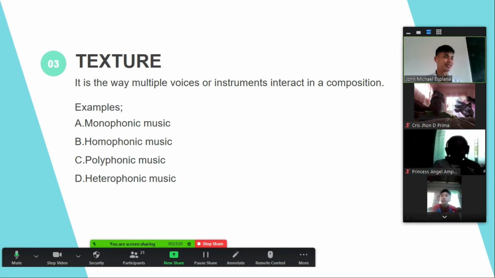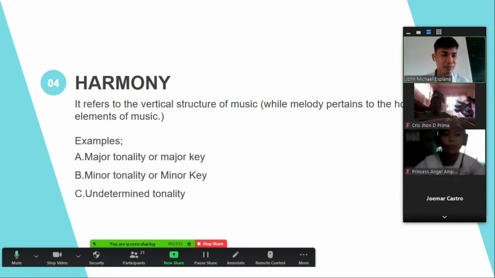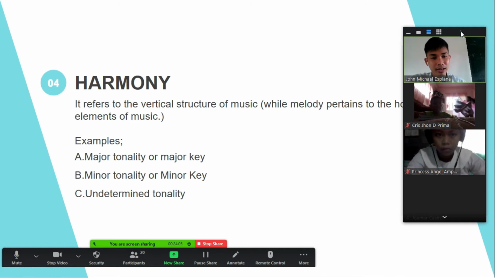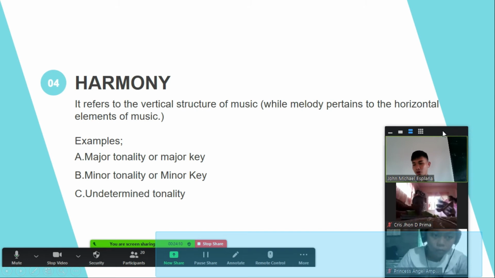Let's come next to number 4. You might have probably heard of the word harmony when it comes to music. When you were taught by your teacher in previous years that dapat may harmony. Pag sinabing harmony, it refers to the vertical structure of music. Music has its own structure and its own elements, while melody pertains to the horizontal elements of music.